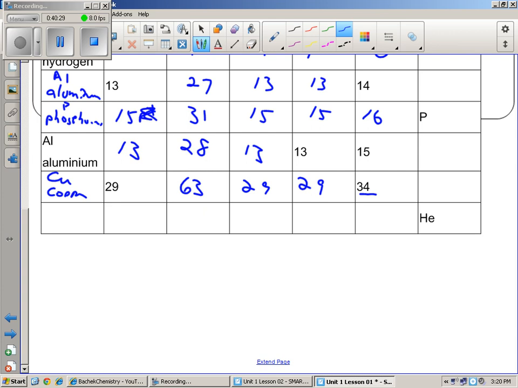Okay, and good old helium here. Let's see, that's 2. That's got a weight of 4. So we got 2 and 2 and 2, I guess. All right, good. Questions, anyone? Are we good? All right.